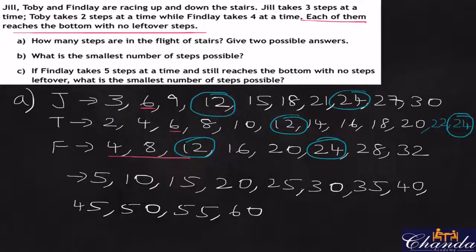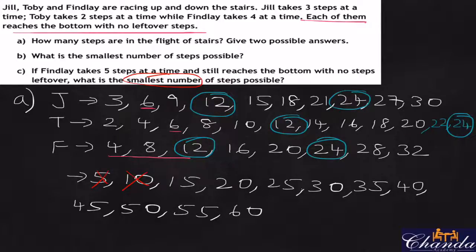So now we have to figure out what is the common multiple, or the lowest common multiple, because they're asking for the smallest number of steps, between 3, 2, 4, and 5. Now the easiest way to do this, guys, is to work with our 5's tables. Now 5 obviously does not come up in our 3's, 2's, or 4's. 10 comes up in 2's but not in 3 and 4.